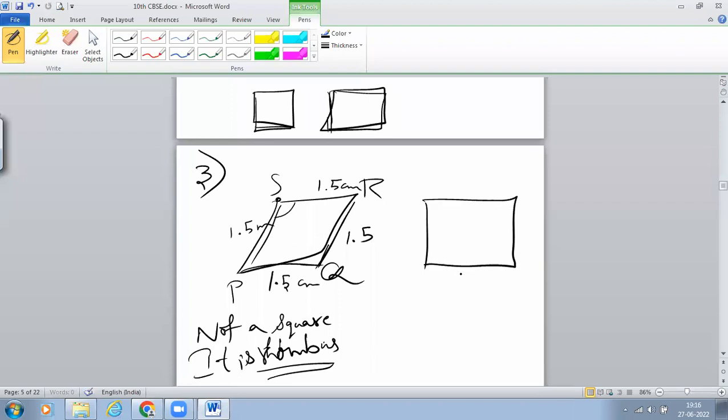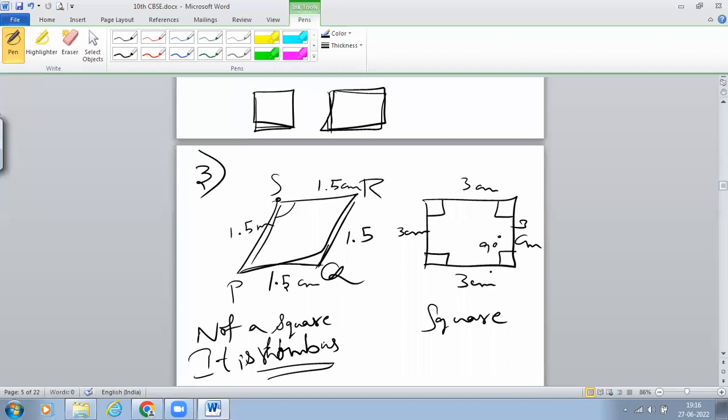Here, all the sides are equal, 3 centimeter, 3 centimeter, 3 centimeter. All the sides are 3 centimeter, and all the interior angles are equal too. They have mentioned like this. This represents it is 90 degree, right? So all the interior angles are 90 degree. Therefore, what is the shape? It is a square. Now listen carefully.